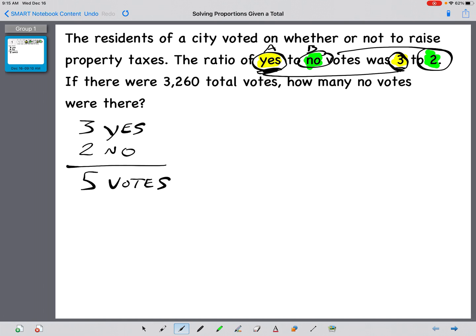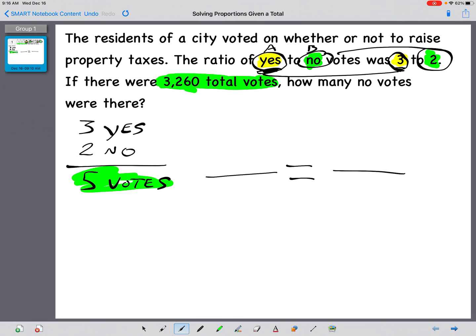You can say this in so many different ways, but we need to keep in perspective the total, because the information that we're given in the final sentence is the total votes, 3,260. And this is what's going to tell us how to write our proportion. So let's begin to set that up finally.